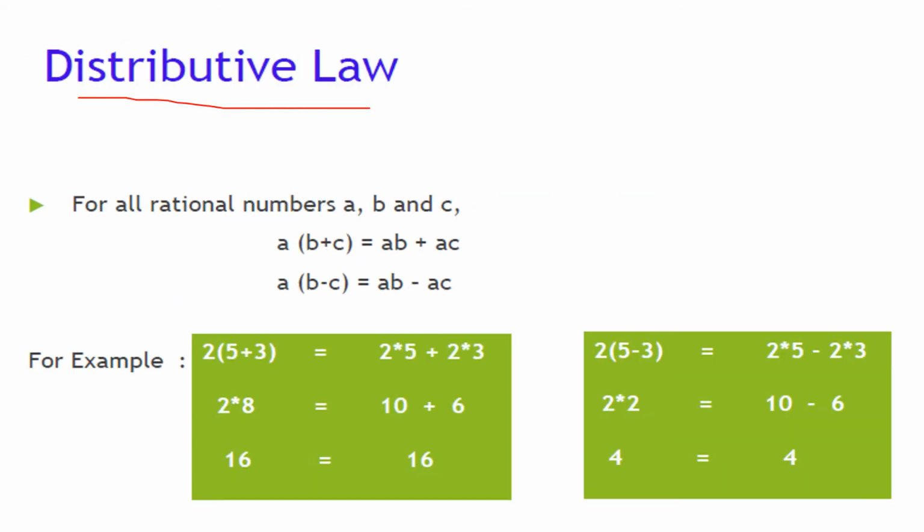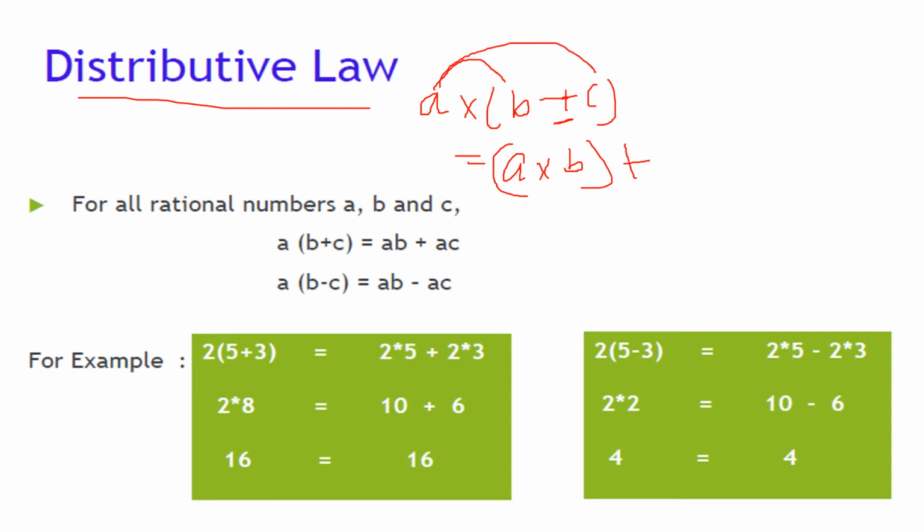Distributive law, as I have told you, whenever you have a number getting multiplied with the sum of two numbers like this, in this case we can use distributive law. So what will happen? This multiplication will distribute over these two numbers. How? First we multiply a and b. It will be like this, a into b in bracket. Then we have a plus sign, write the plus sign. Again we will multiply a and c. It will be like this. So this is known as distributive property.